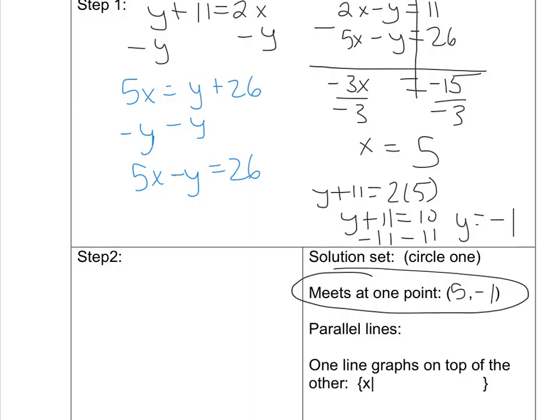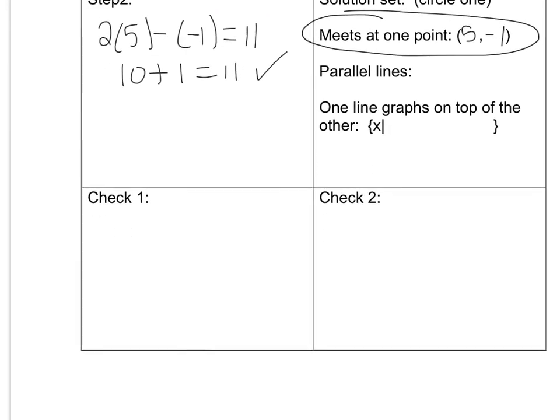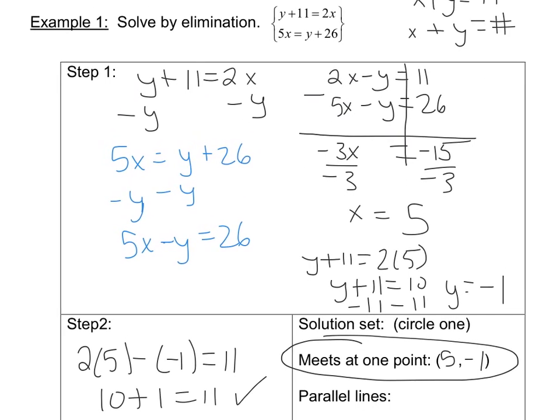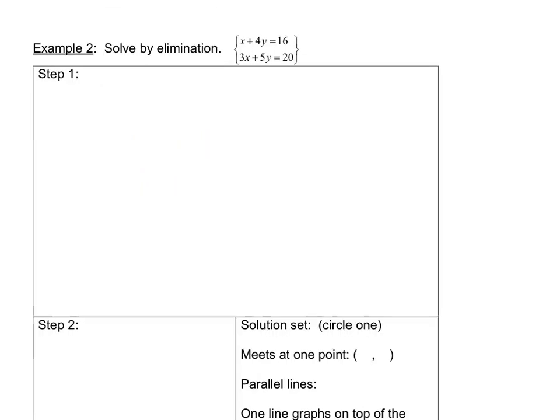To check it, you can plug it back in. So if I look, 2 times 5 minus negative 1 equals 11. 10 plus 1 equals 11. Check, and plug it in the other one and check as well if you want to. Okay? Alright, so there's the solving by elimination. Let's do some more of these.